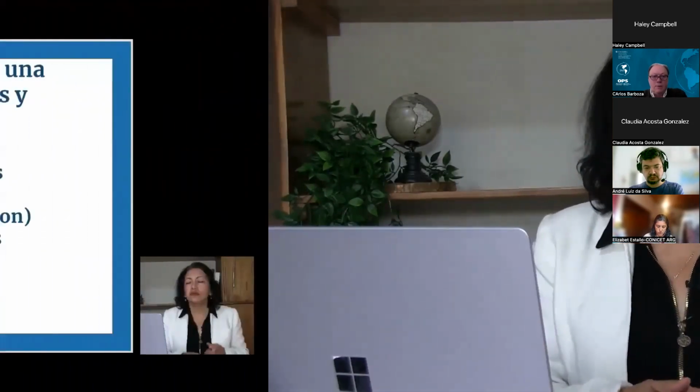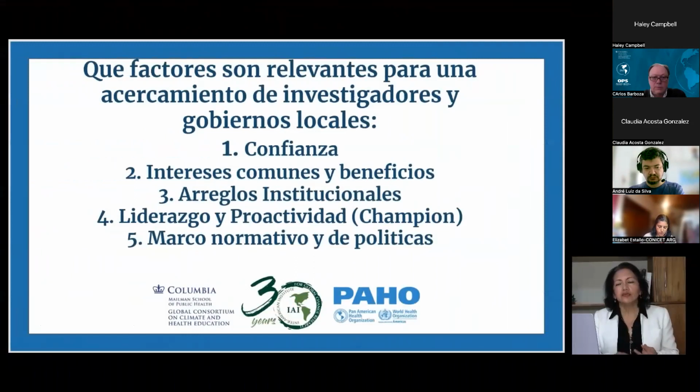Let us ask the first question. Which factors do you think are relevant so that researchers and local governments or local groups can get together? First of all, trust. 2, common interests and benefits. 3, institutional arrangements. 4, leadership and proactivity, the presence of the champion. And 5, a regulatory and policy framework. Please choose the options that you believe are the most relevant.